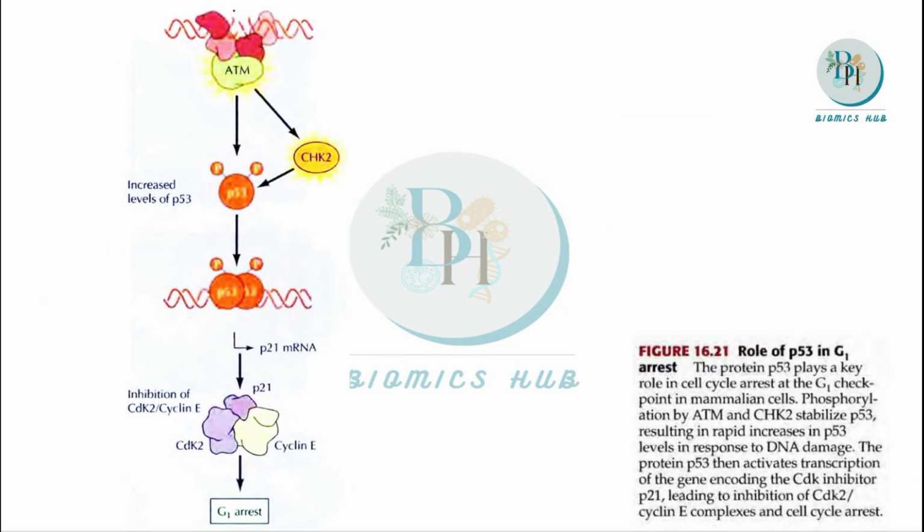So here we can see that there is double strand break damage. So it is activating the ATM. ATM is activating the CHK2. The CHK2 is phosphorylating the P53, by which P53 is increasing its level. There is no degradation of this P53, and it is activating the P21, which is binding with the cyclin E CDK2, by which there is G1 phase arrest. So when the DNA is damaged in the G1 phase, such type of regulation is taking place.